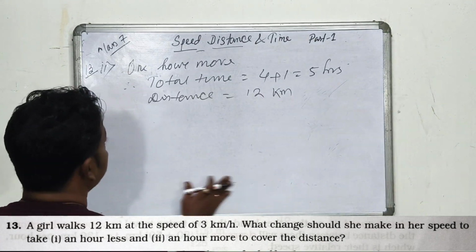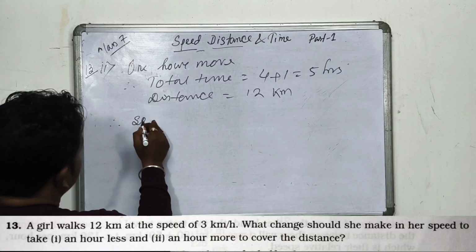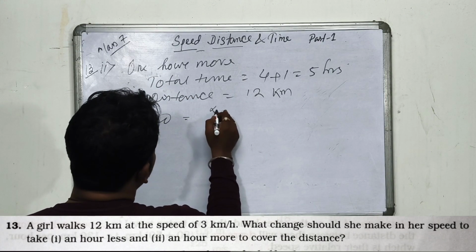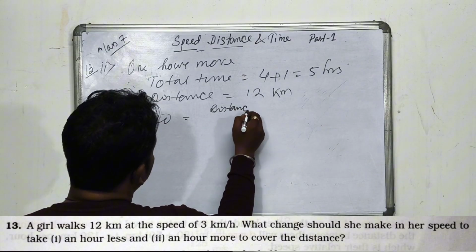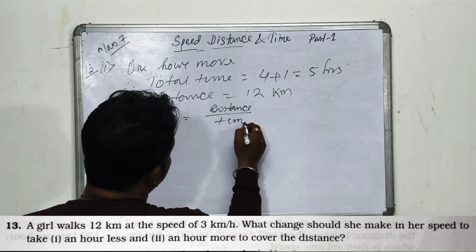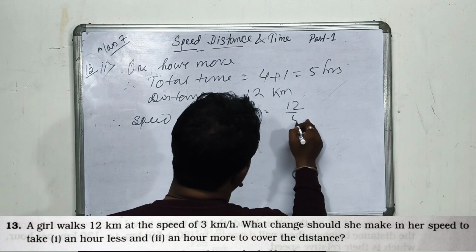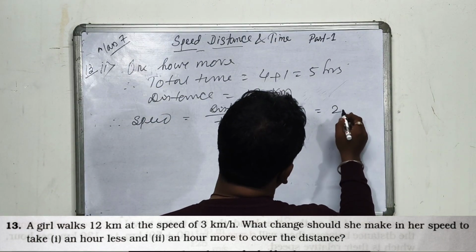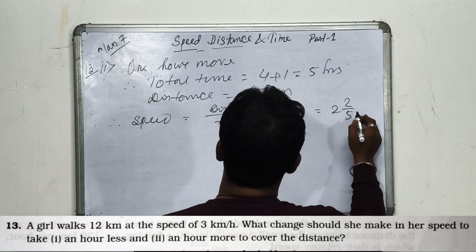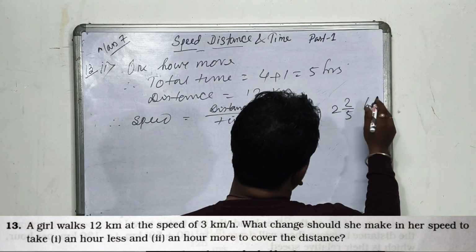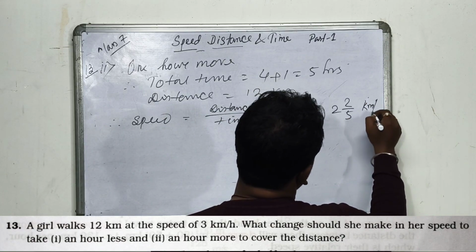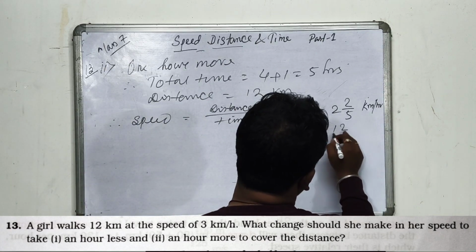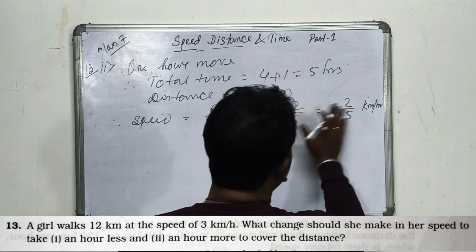Therefore, speed equals distance by time. Distance 12 by 5, that is 2 2 by 5, that is 12 by 5 kilometer per hour. Okay, so you can write the same.